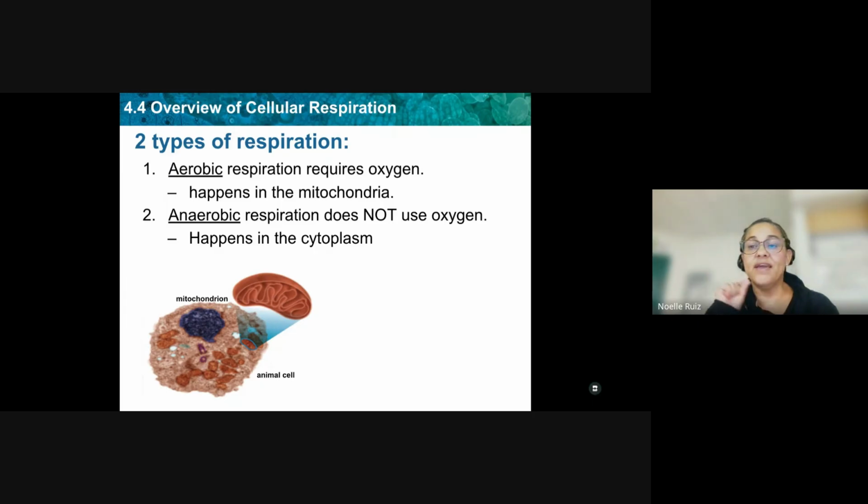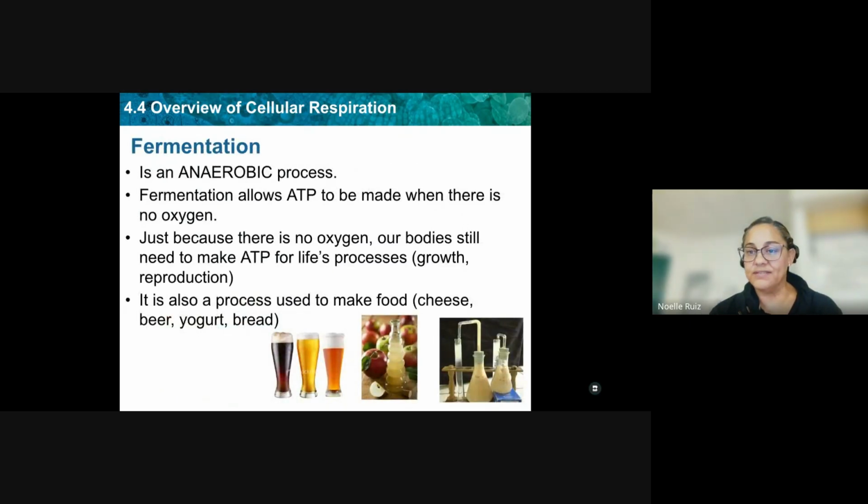And then a type of anaerobic respiration that we study extensively is called fermentation. So fermentation is an anaerobic process. It allows ATP to be made even when there is no oxygen. So like I said, if we go without it too long, we die. But for very, very tiny short periods of time, if our cell doesn't have oxygen for some reason, our body switches to fermentation to still make ATP.